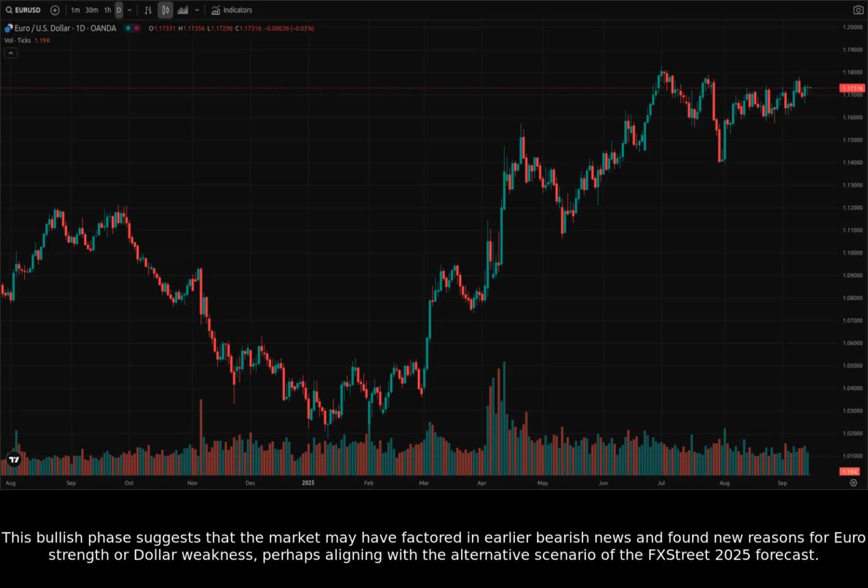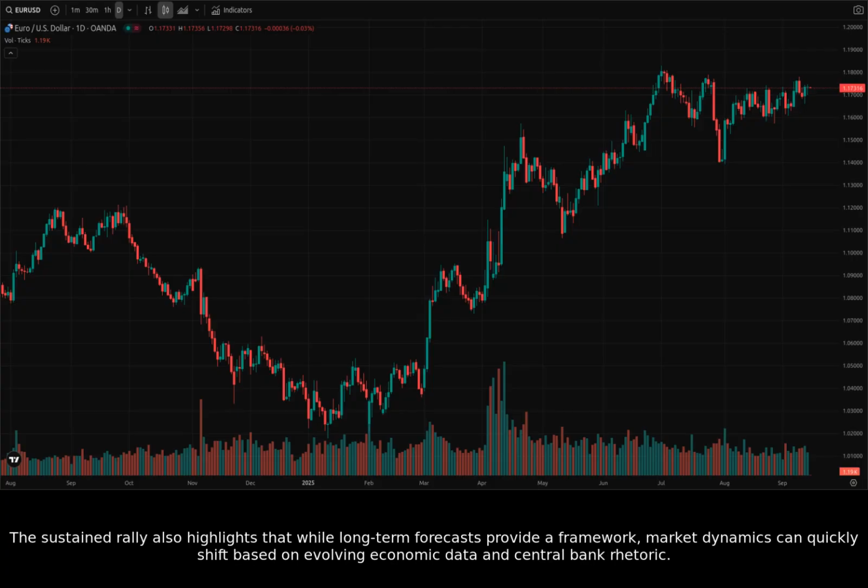This bullish phase suggests that the market may have factored in earlier bearish news and found new reasons for euro strength or dollar weakness, perhaps aligning with the alternative scenario of the FX Street 2025 forecast. The sustained rally also highlights that while long-term forecasts provide a framework, market dynamics can quickly shift based on evolving economic data and central bank rhetoric.